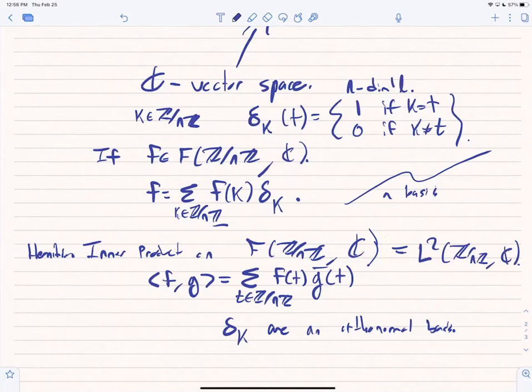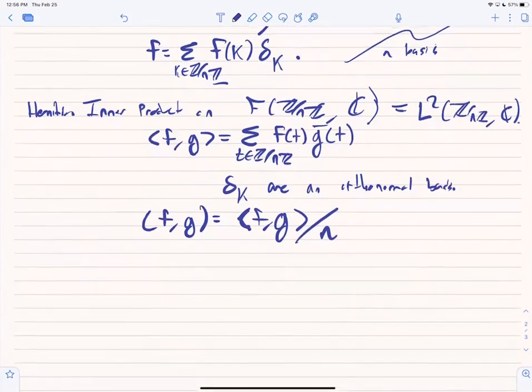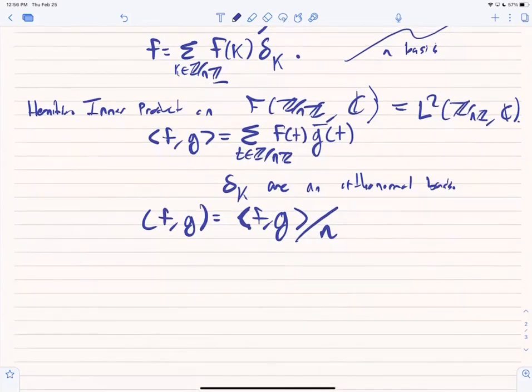Okay, so good. We have this Hermitian inner product, but I'm actually going to normalize it slightly differently. I'm going to normalize it by dividing by n. So let me write F comma G, with parentheses, for the inner product I want to use. I'm going to divide it by the size of the group. And we'll see why in a second. The reason is that I want the following theorem to be true.